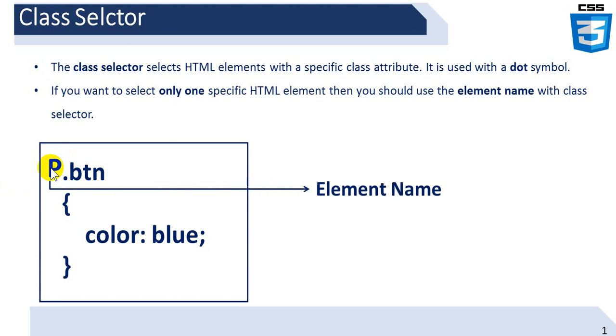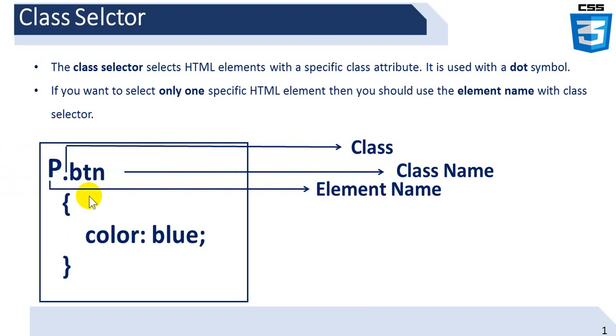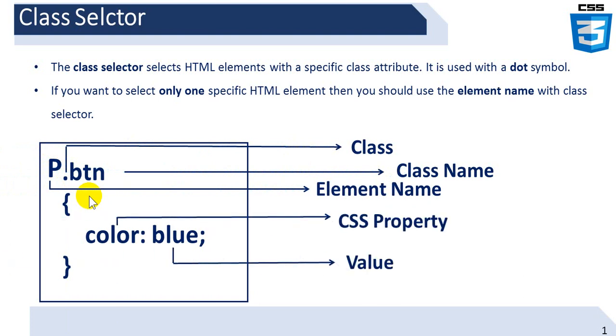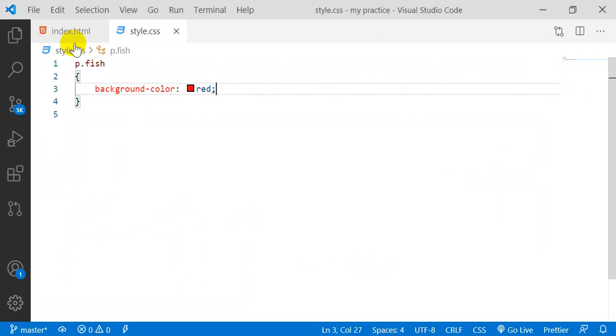I'll go with this class selector. So this is the element name. The dot indicates a class. This is a class name, btn is my class name. Color is the CSS property and blue is my value. So this is about the class selector, guys. Now we will see something. Which tag am I using? P, the paragraph tag. That means this class is limited only to the paragraph tag.